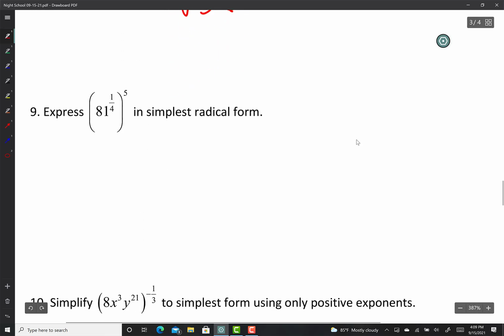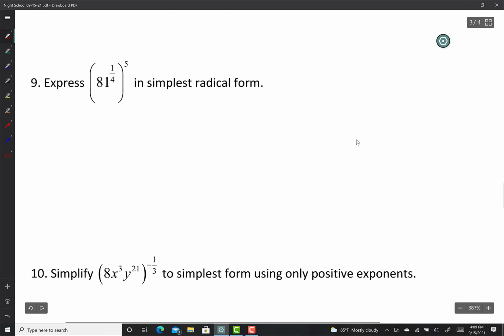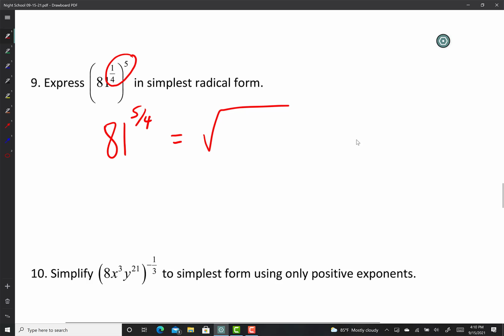But this one here, this one I like a lot. So check it out. 81 to the 1/4. Let's go ahead and multiply those two out. 81 to the 5/4 equals, this is actually a very common problem, let's just do it. 4th root of 81 to the 5th power. Are we okay so far? All right, I'm going to use my definition.